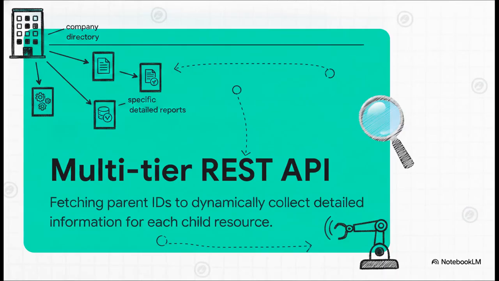To grab that deep metadata, we use what's called multi-tier REST API collection. Basically, this is a sophisticated approach where you first fetch a list of parent resources, extract their identifiers, and then use those IDs to dynamically collect detailed information for each child resource. Think of it like walking into a massive office building, asking the receptionist for the directory, getting the room numbers, and then visiting each specific office to grab the reports you need. Except here, we automate the entire thing.